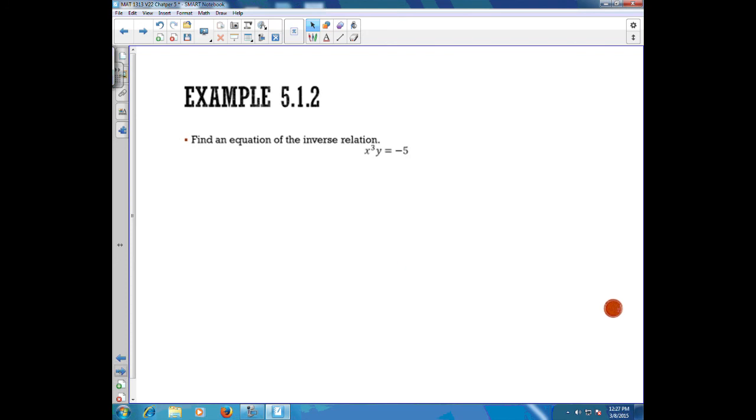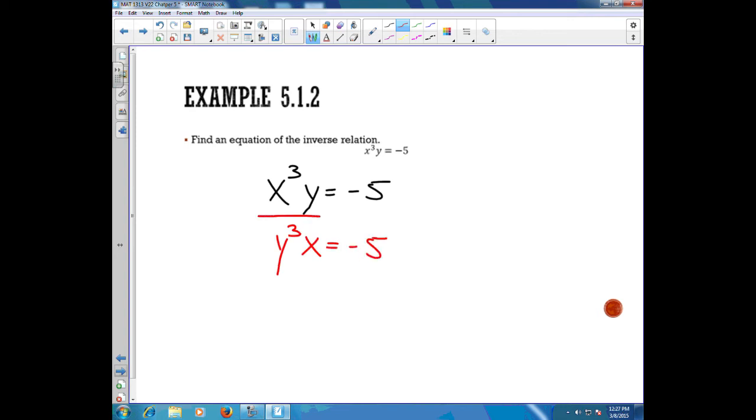Now if we're given an equation, we just have to do the same thing. If we want to find the equation of this inverse relation, x cubed y equals negative 5, literally all we want to do is switch x and y. Everything else stays the same. And so the inverse of this relation would just be y cubed times x equals negative 5. Don't try to do more on these problems than what you're asked to do. Just switch x and y.